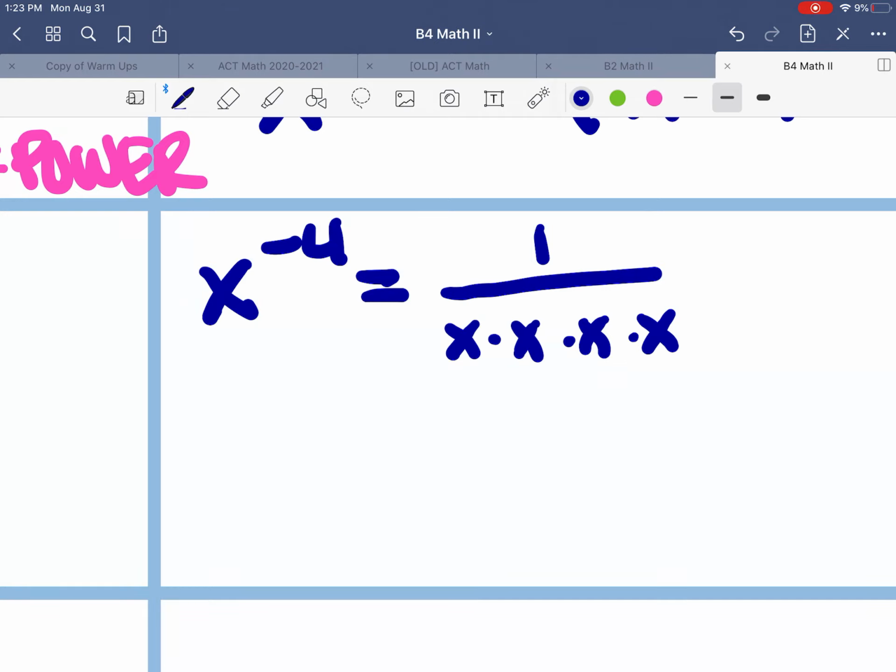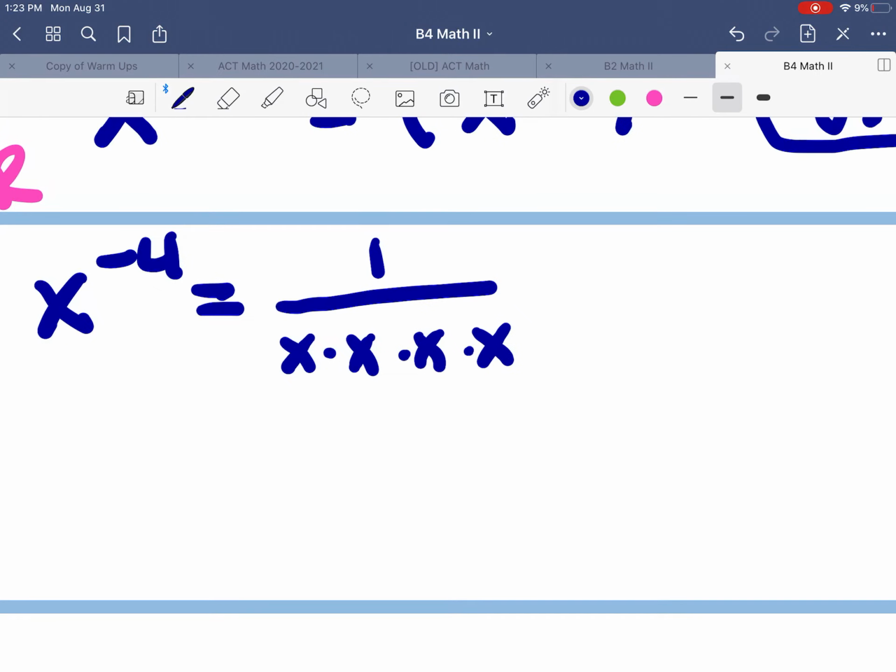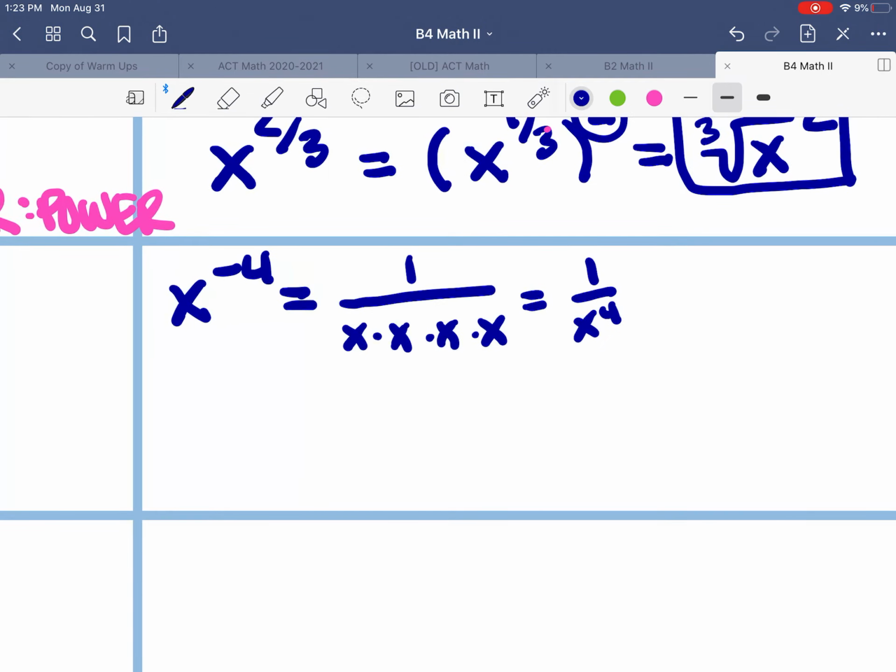So we are dividing by x 1, 2, 3, 4 times, which makes this equivalent to 1 over x to the 4th power. So notice that we went from a numerator to a denominator, and then the power became positive.